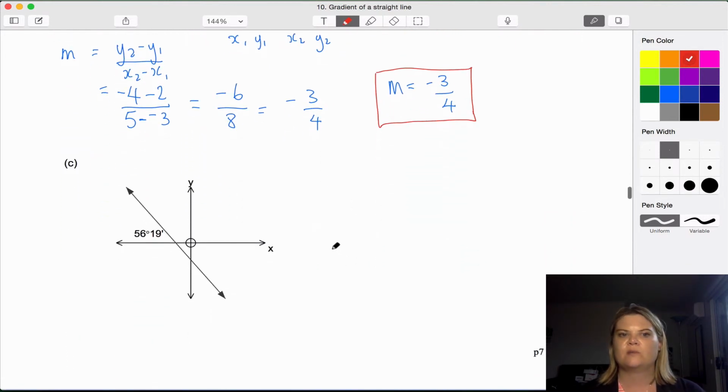Question C, I'm going to give you a minute to copy it and have a go yourself. You would need to convert this into degrees using the DMS function on your calculator. Or you could leave it like this, but you'd need to enter it like this using the degrees and the minutes key on your calculator when you are solving the problem. Pause the video now.